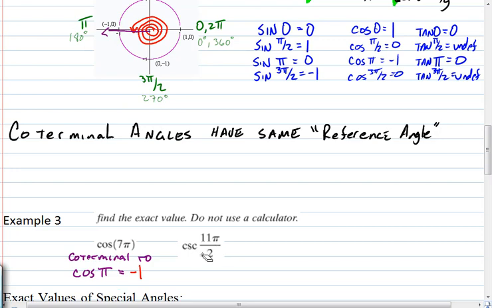Cosecant 11 pi over 2. We've got to find out what that is coterminal to. Now 11 halves is 5.5, right? So we're going to go around 5 times, which is an odd number. It's going to put us over here. And then another half. So that's going to be coterminal to 3 pi over 2. And cosecant of 3 pi over 2, cosecant is the reciprocal of sine. Sine of 3 pi over 2 is negative 1, so this is going to be negative 1.